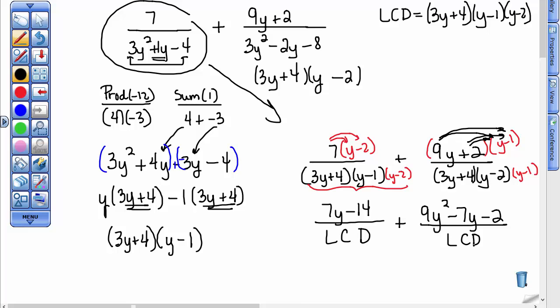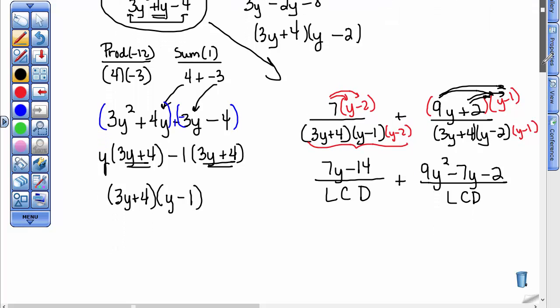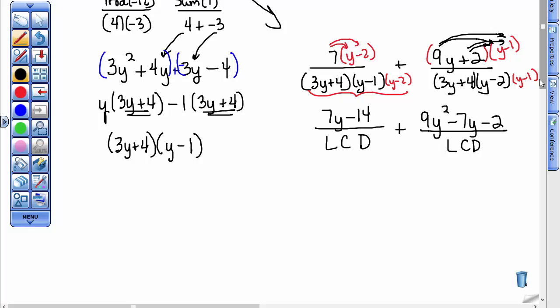Oh, good. Finally, I'm ready to add these fractions. So I'm going to take their numerators and combine my like terms. So you see, first of all, we've got the 9y squared. There are no like terms with it. But you see the 7y and the minus 7y, they add to be 0. And then finally, the minus 14 and the minus 2 add to be a minus 16 over the LCD. And then I need to be aware that that numerator can factor.